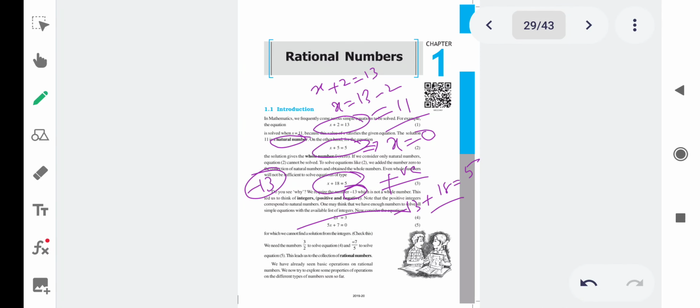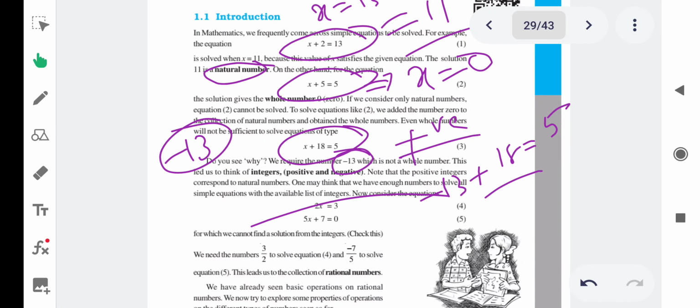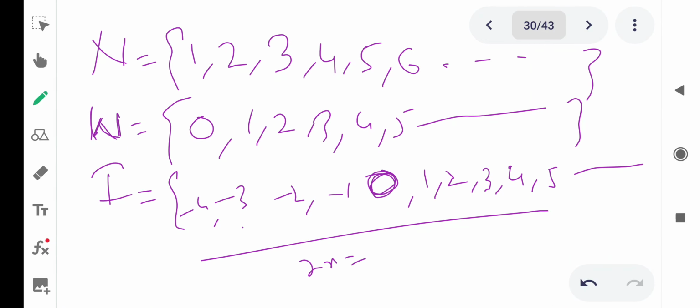Okay. Now let us consider one more equation. So what is that? Let us consider 2x is equal to 3, or another equation 5x plus 7 is 0. So 2x is equal to 3 will never be satisfied by any natural number, whole number or integer. So I have to multiply 2 with some number so that I should get 3.